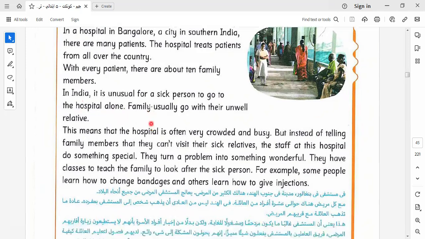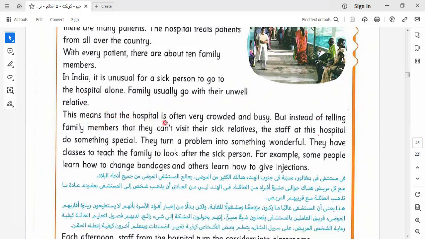Let's know this in the second sentence. Family usually go with their unwell relative. This means that the hospital is often very crowded and busy, but instead of telling family members that they can't visit their sick relatives, the staff at this hospital do something special.